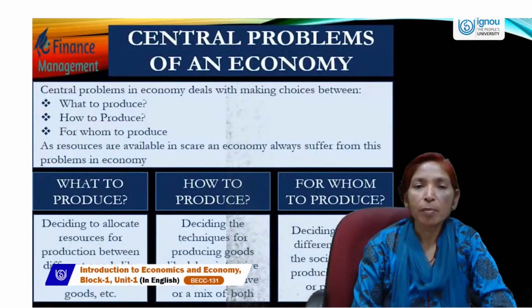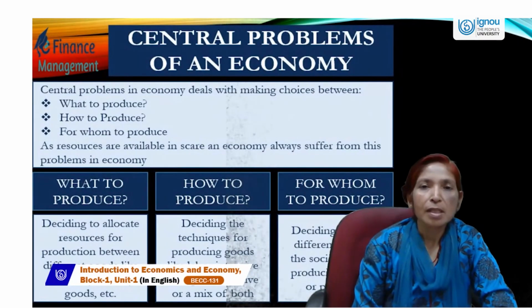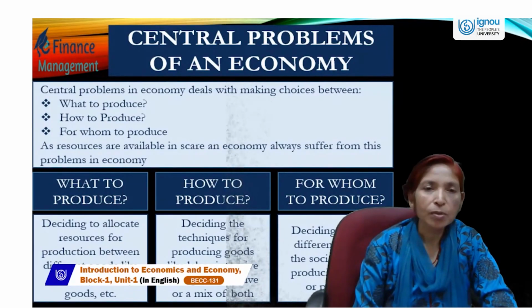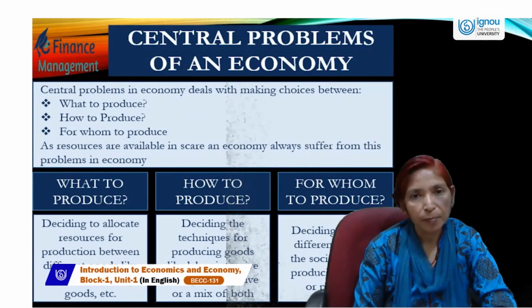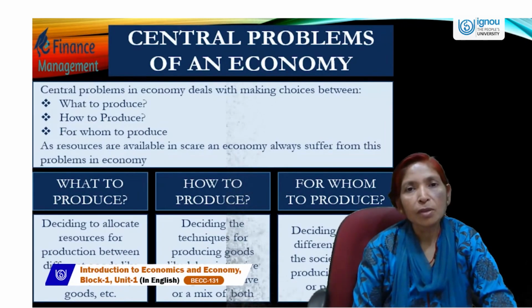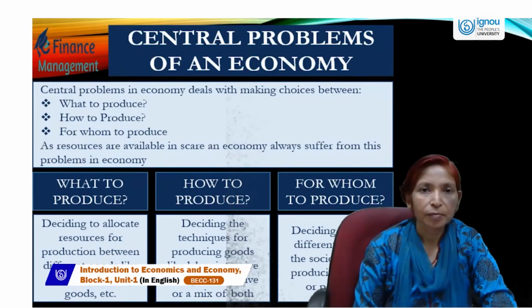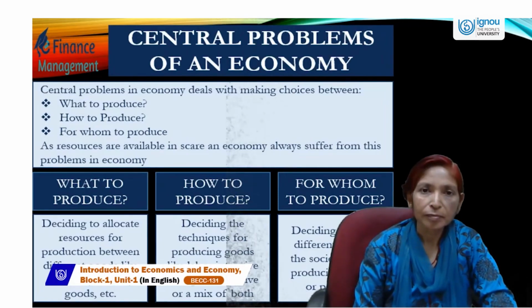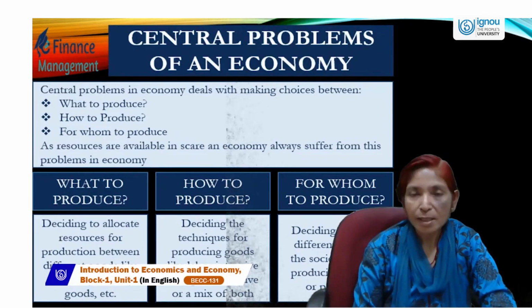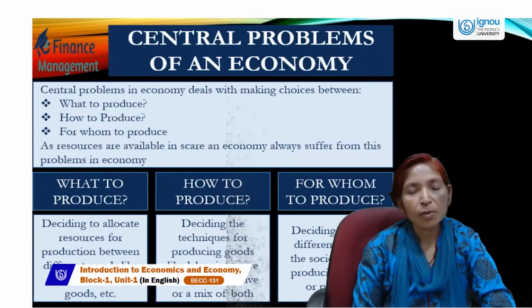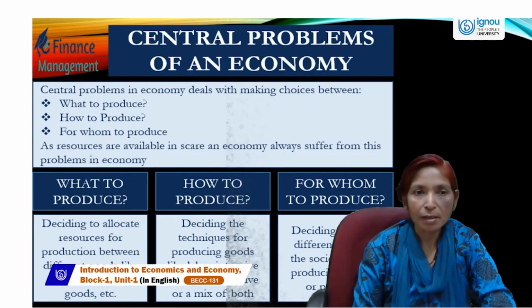Next is the central problems of an economy. Central problems are generally called: what to produce, how to produce, and for whom to produce. These are three central problems which always arise due to scarcity of resources. The main root cause of all these problems is scarcity of resources. And these central problems always arise in each and every country. This problem is also about allocation of resources.